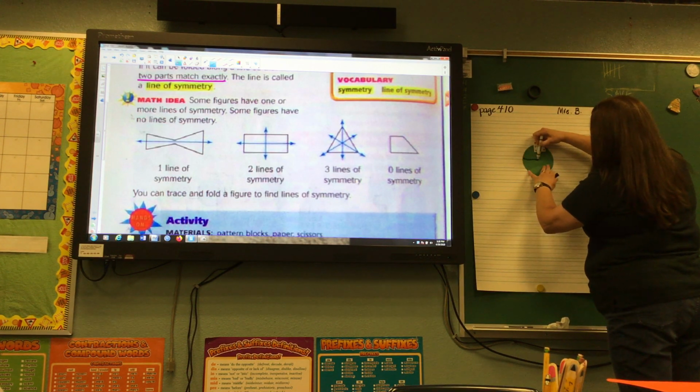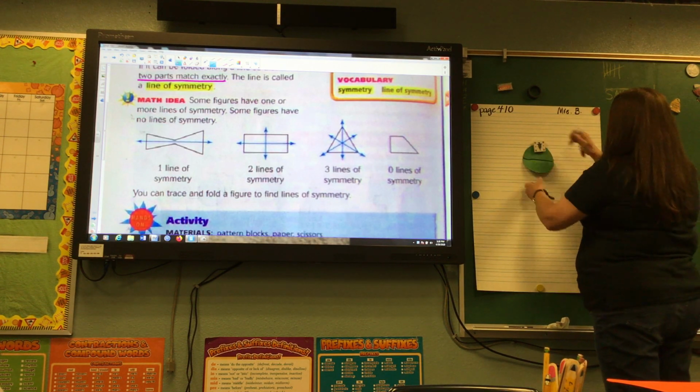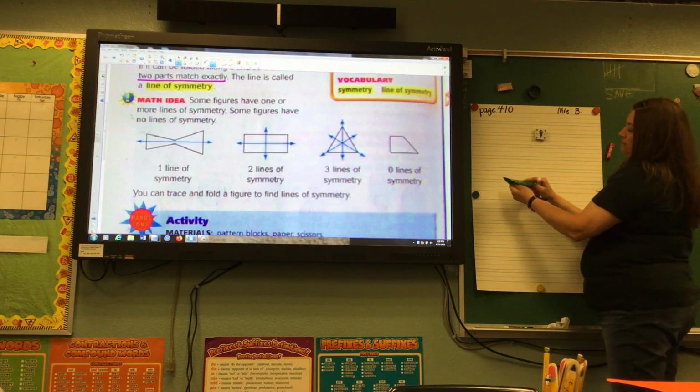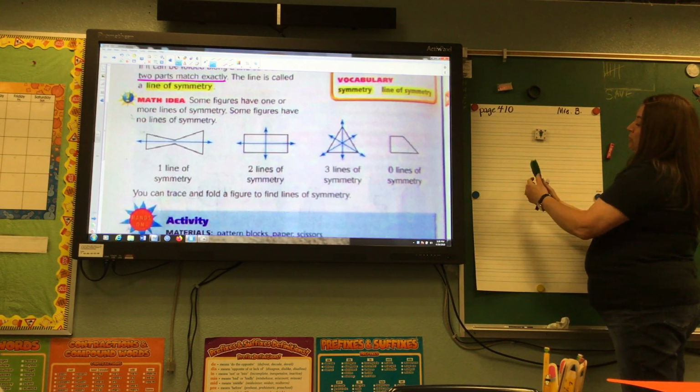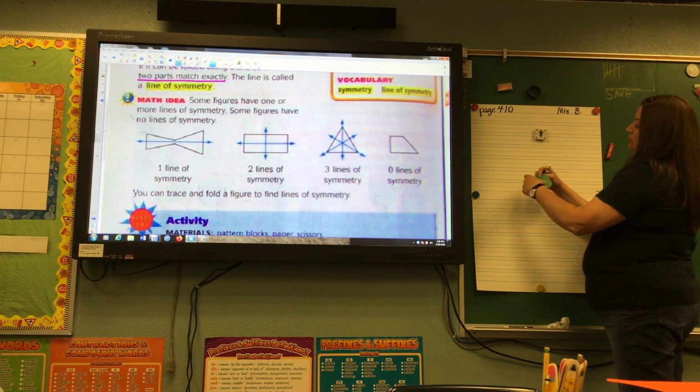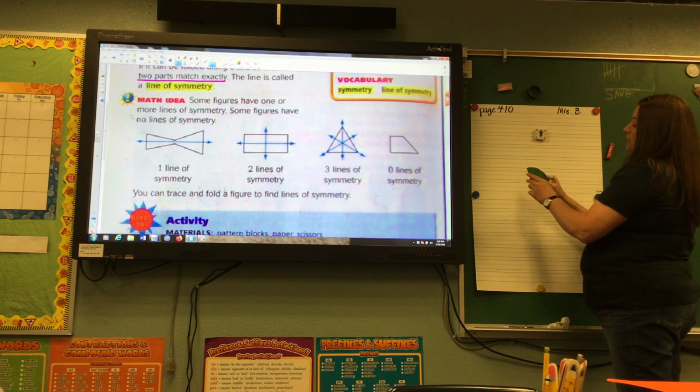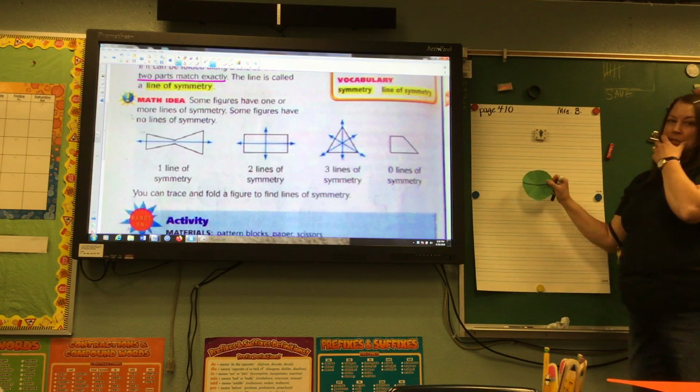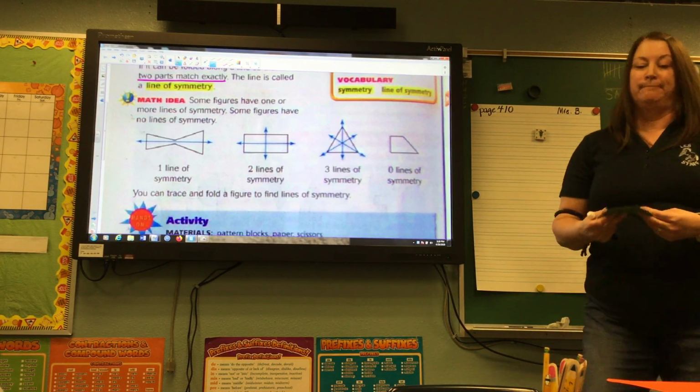The unique thing about the circle is I could fold it anywhere in half, and it's going to have a line of symmetry. Folded it there, could scoot it just a little bit, fold it there, scoot it just a little bit, fold it there. If I fold it anywhere in my circle, anywhere, I'm going to have a line of symmetry down the middle, so just keep that in mind.